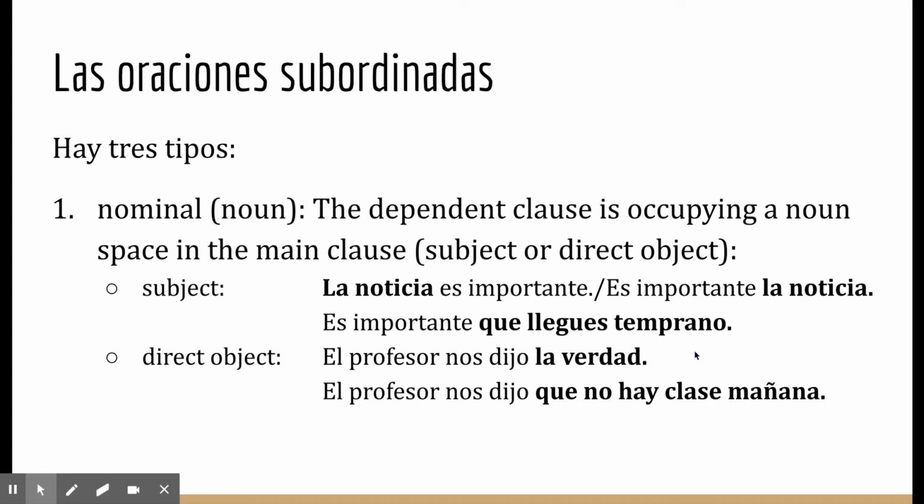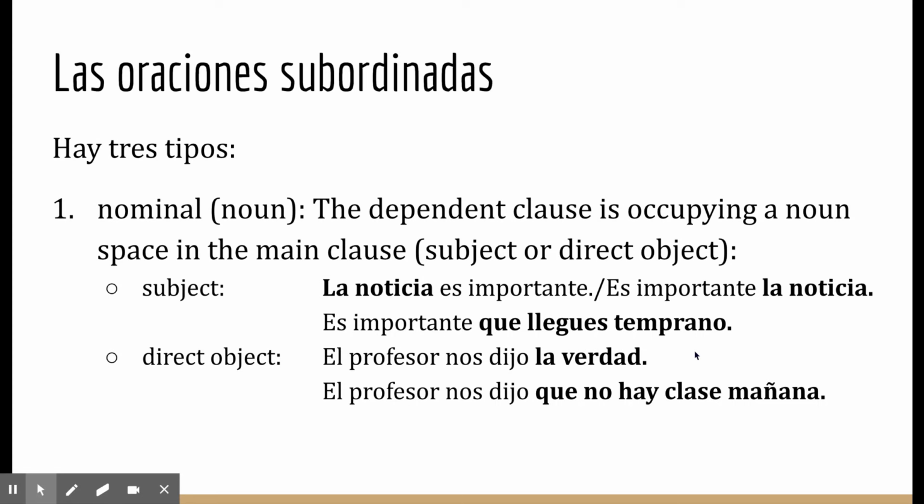All right, so a noun, right? Noun is a person, place, or thing. A noun in a sentence is always the subject, okay, the person that does the action, or the direct object, the person that receives the action, but it doesn't have to be a person. It could be a thing also, right? So if we have a sentence like, the news is important, so la noticia es importante, the subject is la noticia, right? That's a noun.